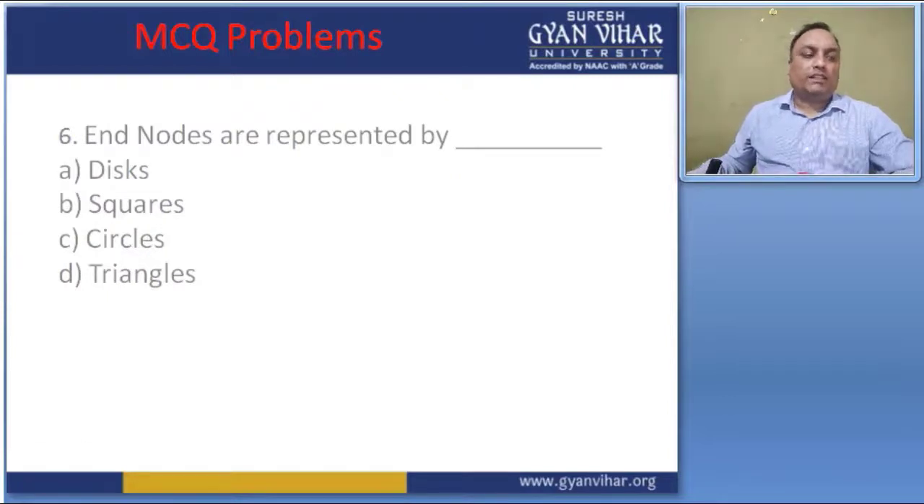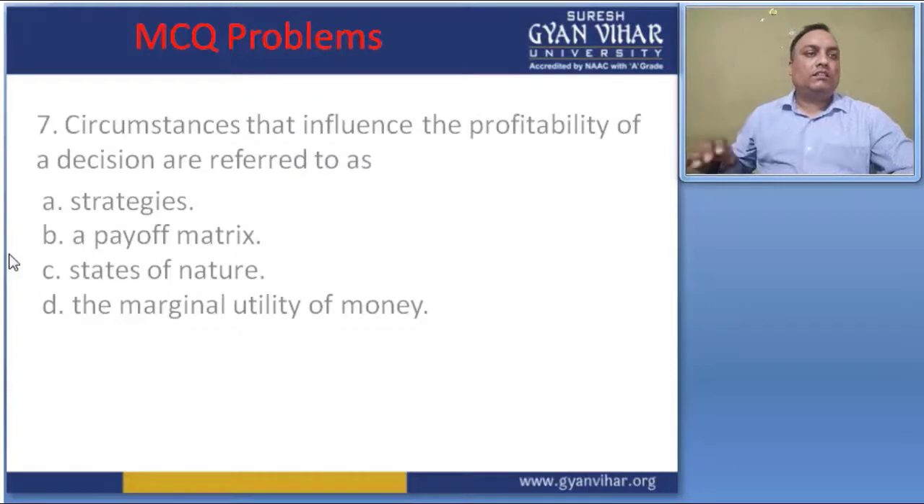And the end nodes are represented by disk, square, circle, triangle. So here the disk shape is used to represent the end node, right? And then move to the next question. This is the 7th question. Circumstances that influence the probability of a decision are referred to as strategies, payoff matrix, state of nature, the marginal utility of money. So what is the correct answer for this question?